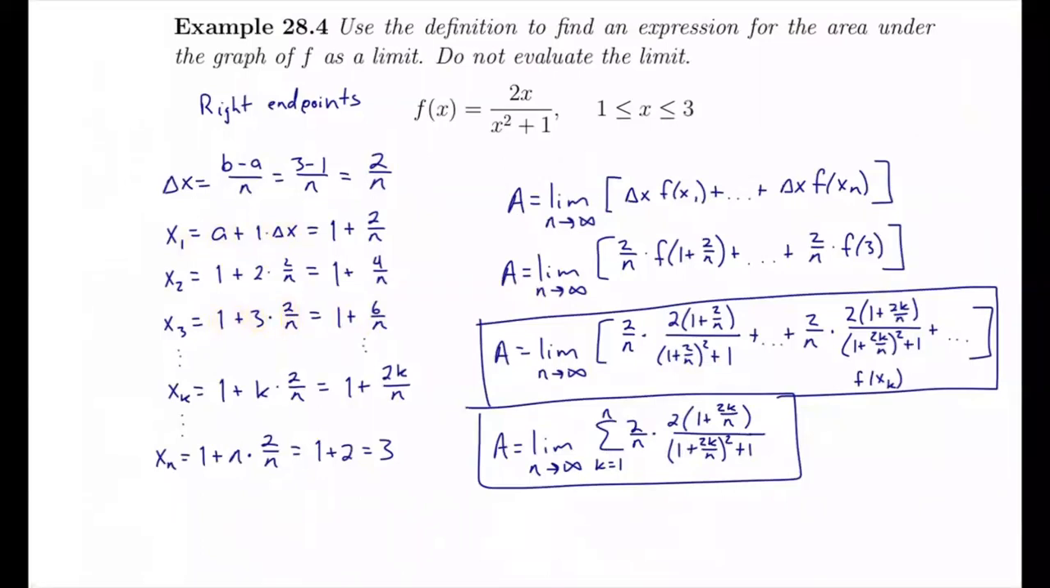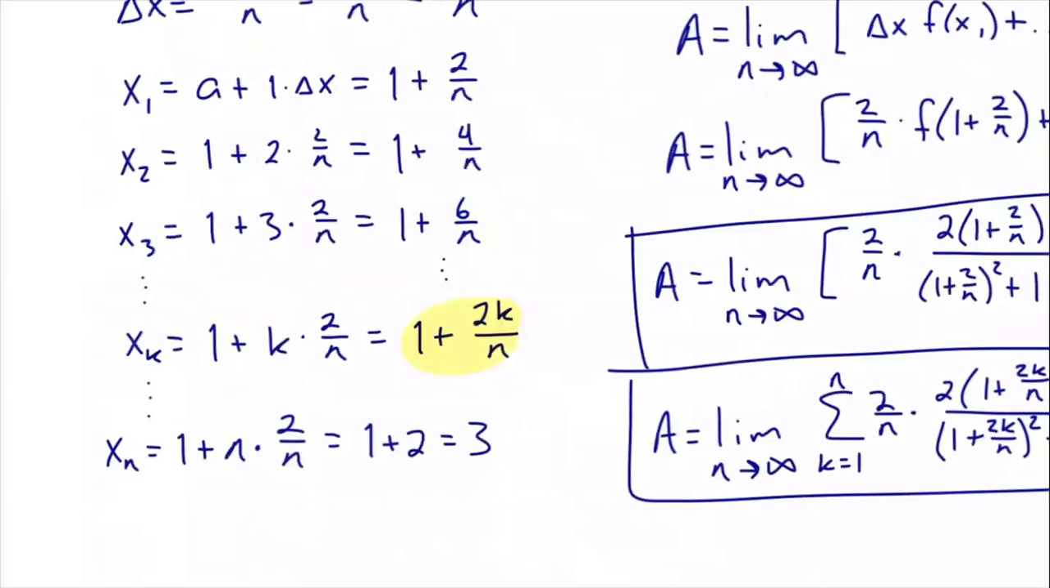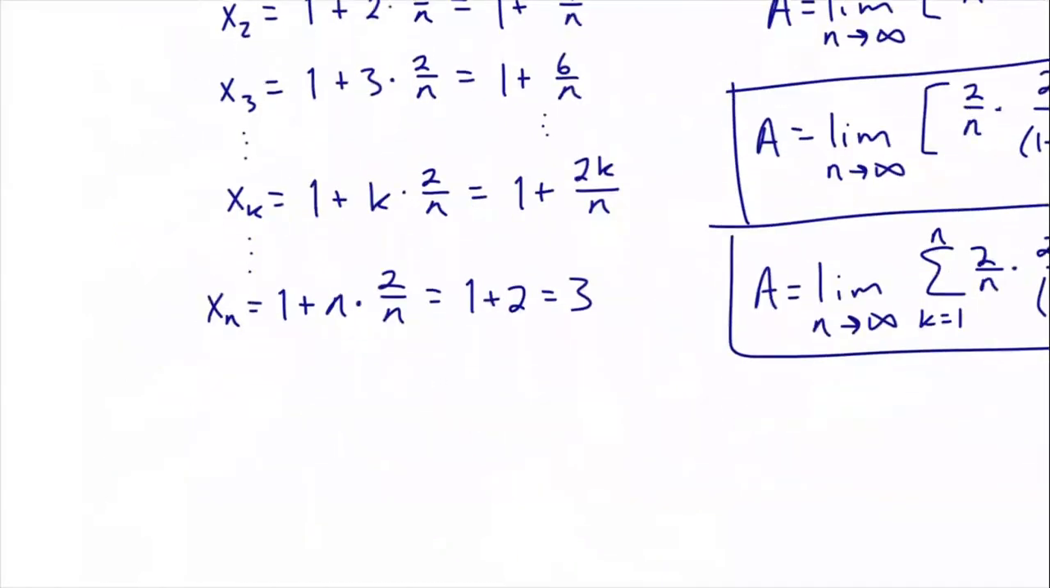Now for our kth x value, or x sub k, it's 1, the value a. So notice that this is the same all the way through, plus k, matching the subscript, times delta x, 2 over n. So this is our general expression for x sub k, and that's important because we probably want to use that at some point. Now x sub n, when we get all the way to the end, is n, right?